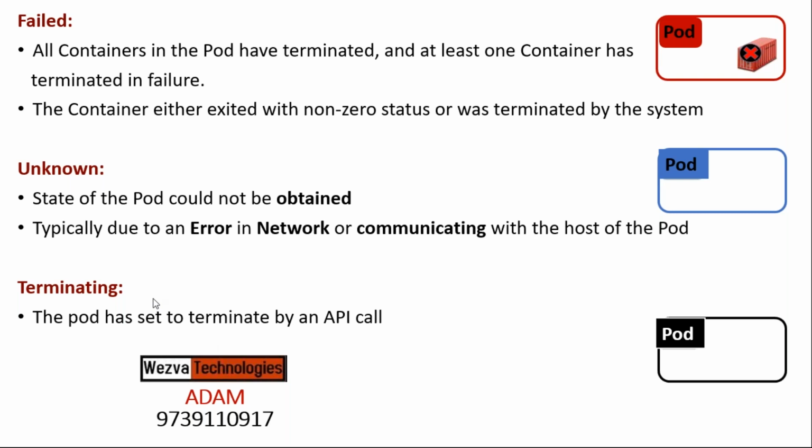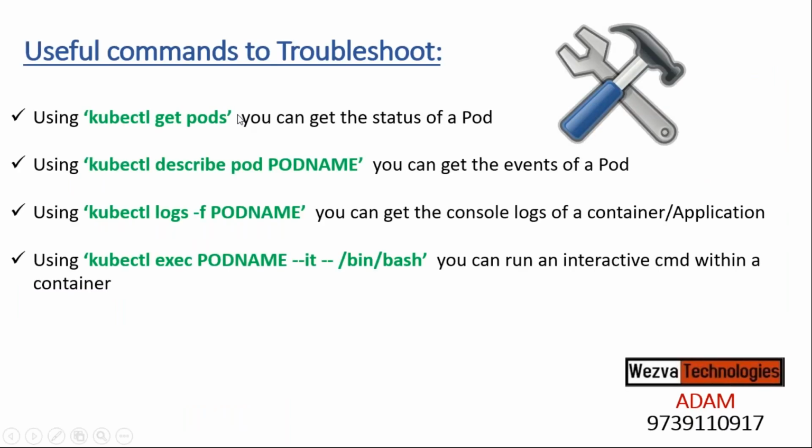So at a high level, these are the 6 states that you would be seeing whenever you're using Kubernetes. Okay, but the next question is, how do we see? And that's where, when you are troubleshooting in Kubernetes, especially troubleshooting a pod, these are the 4 useful commands that you will be using day in and day out. Okay, the first is kubectl get pods.